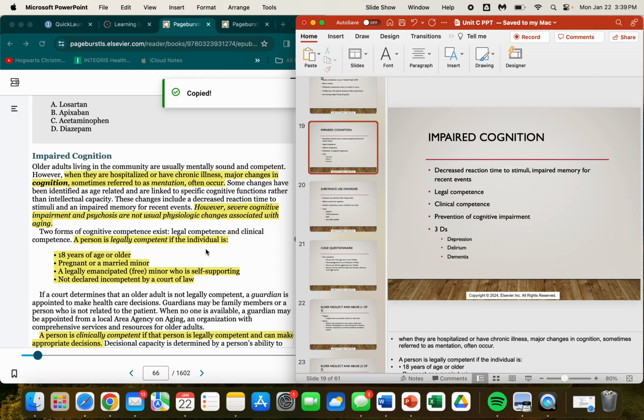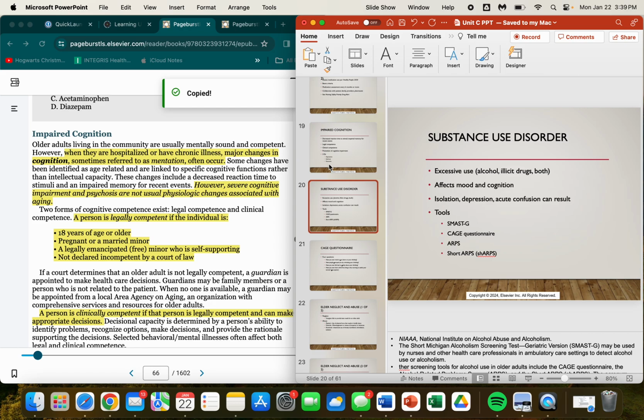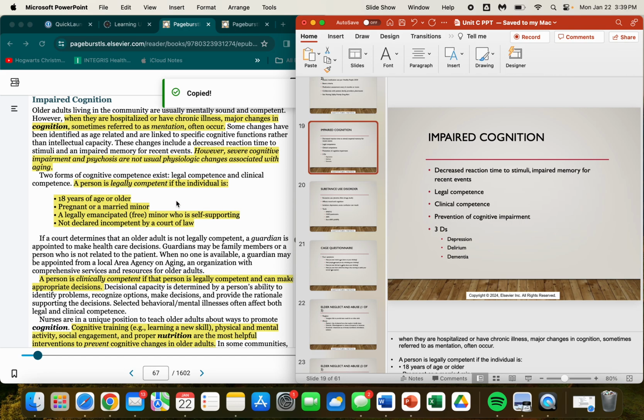Note that it's pretty normal for an older adult to have a little bit of impairment in cognition when they're admitted to a hospital or they're sick. But severe cognitive impairment and psychosis are not normal physiologic changes. So most of the time, even though people may be having some mentation issues associated with their disease process, severe cognitive impairment is not normal and should be evaluated.